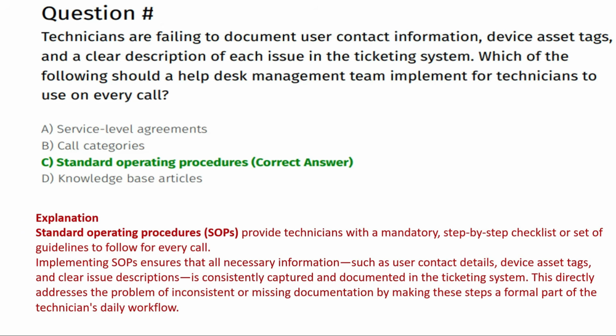And the next question is, technicians are failing to document user contact information, device asset tags, and a clear description of each issue in the ticketing system. So which of the following should a help desk management team implement for technicians to use on every call? Option A, service level agreements. Option B, call categories. Option C, standard operating procedures. Option D, knowledge base articles.